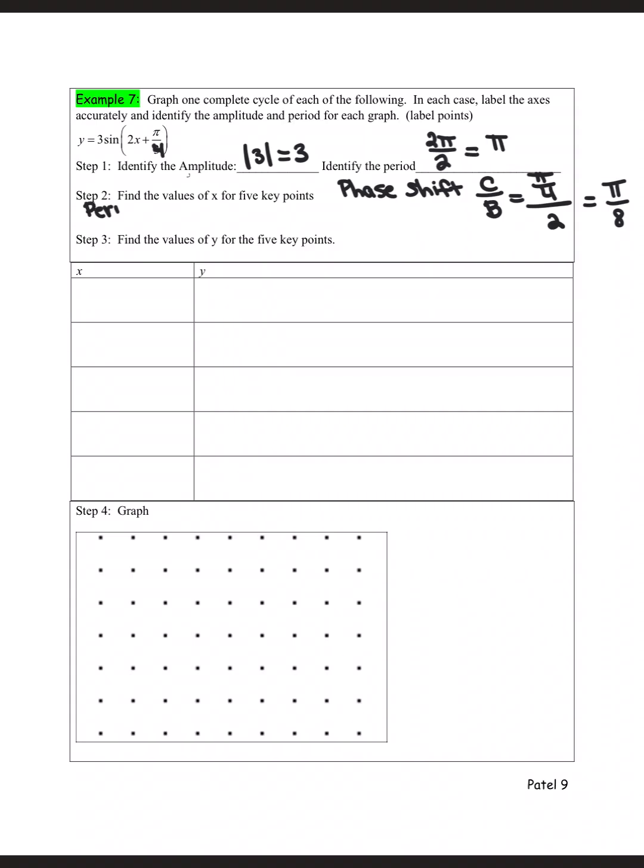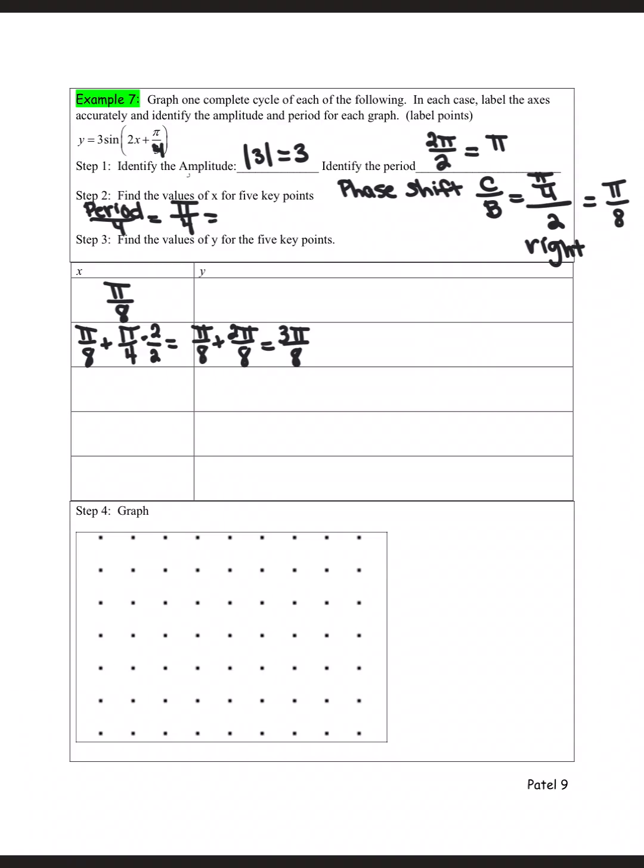My increment here will be the period divided by 4, so it's going to be pi over 4, so I'm counting by pi over 4 each time, and we're going to start right at pi over 8, so that's going to be my first x value, and we're going to add pi over 4 each time. So pi over 8 plus pi over 4, and if I get a common denominator, I'm going to multiply by 2. So we have pi over 8 plus 2 pi over 8 is equal to 3 pi over 8.